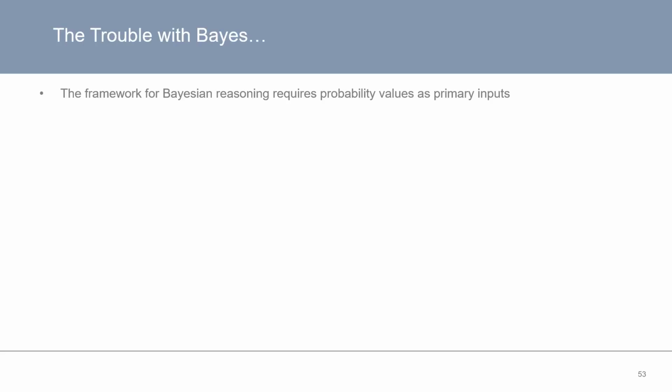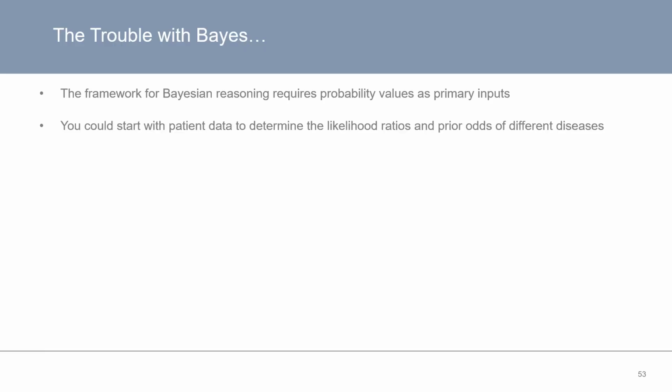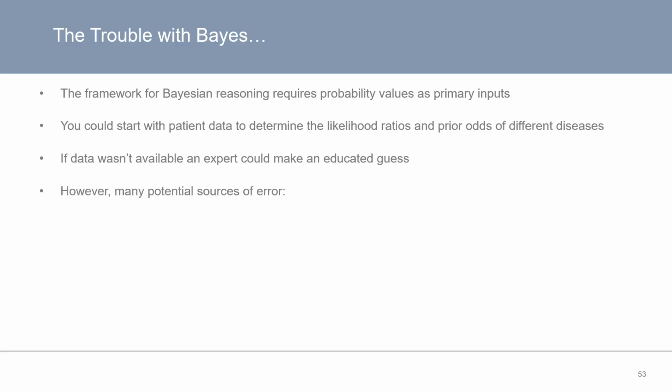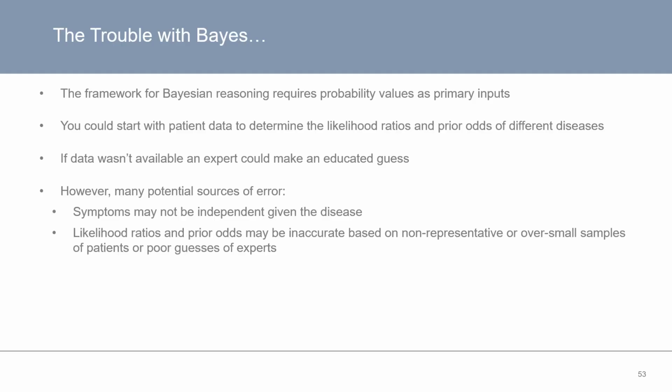Let's now end this lecture by talking briefly about the trouble with Bayes. The framework for Bayesian reasoning requires probability values as the primary inputs. You could start with patient data to determine the likelihood ratios and prior odds of different diseases. And if data weren't available, an expert could make educated guesses. However, of course, there are many potential sources of error. For one, the symptoms may not be independent given the disease, and the likelihood ratios and prior odds may be inaccurate based on non-representative or overly small samples of patients, or just poor guesses on the part of experts.